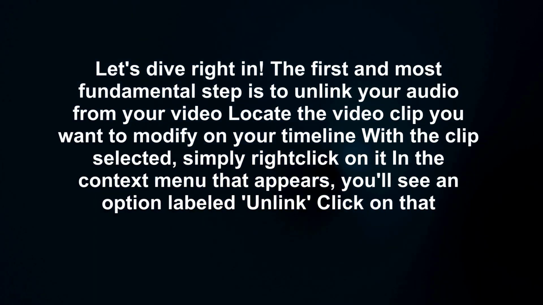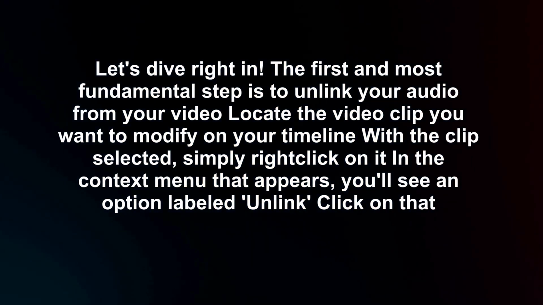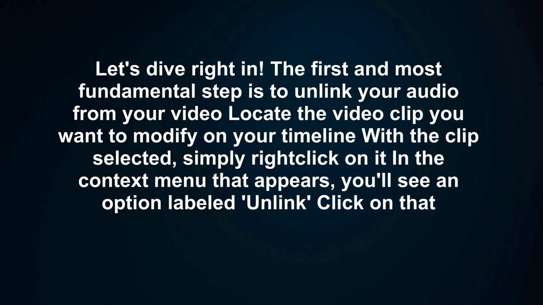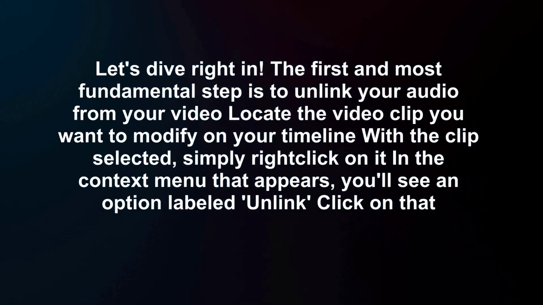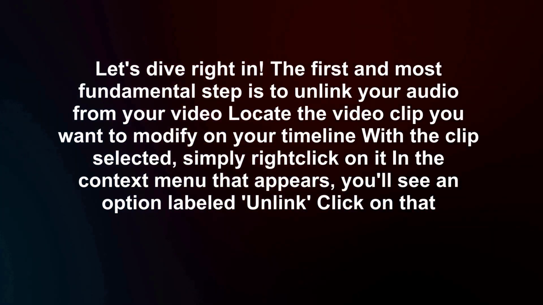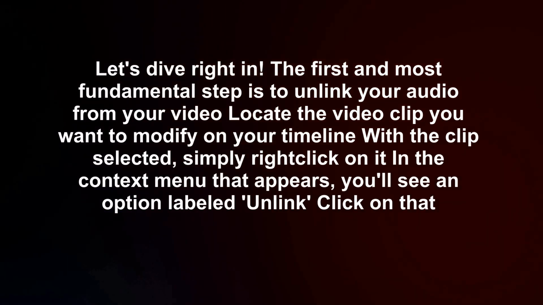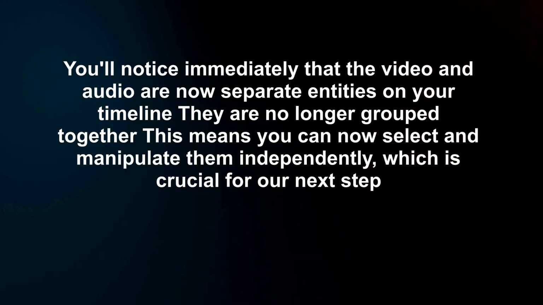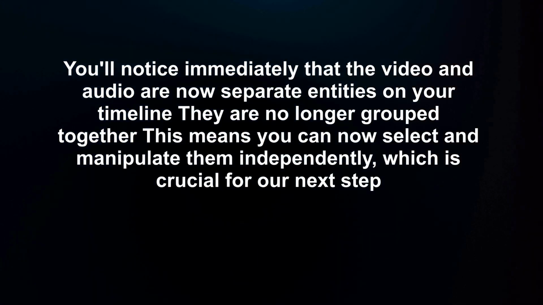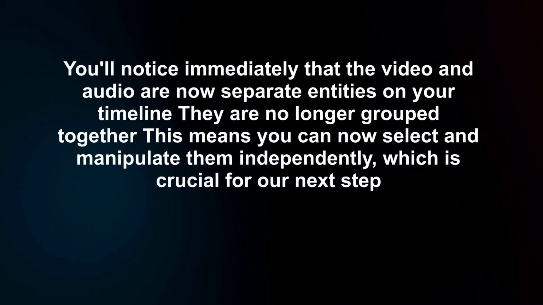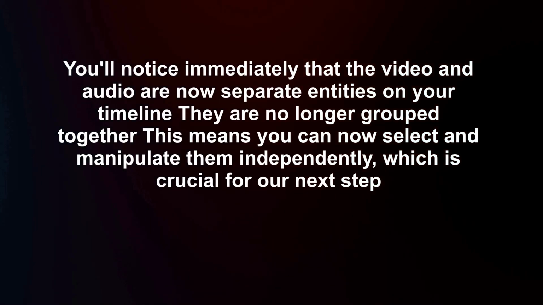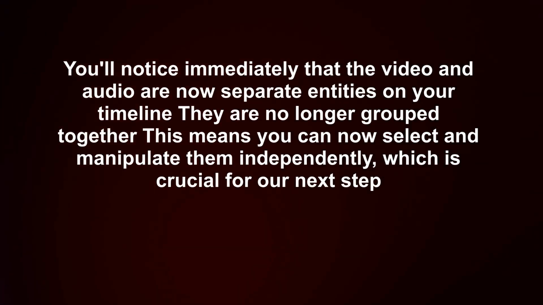Let's dive right in. The first and most fundamental step is to unlink your audio from your video. Locate the video clip you want to modify on your timeline. With the clip selected, simply right-click on it. In the context menu that appears, you'll see an option labeled Unlink. Click on that. You'll notice immediately that the video and audio are now separate entities on your timeline. They are no longer grouped together. This means you can now select and manipulate them independently, which is crucial for our next step.